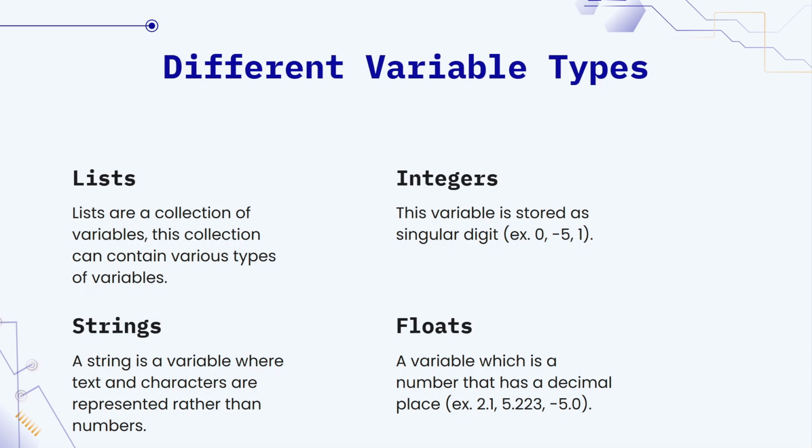Integers, this is a variable stored as a singular digit like 1, 2, 3, -5, anything like that. And a string, it's just a variable that holds text. And floats are just variables that have a decimal place. That's all we really need to know about variables right now.